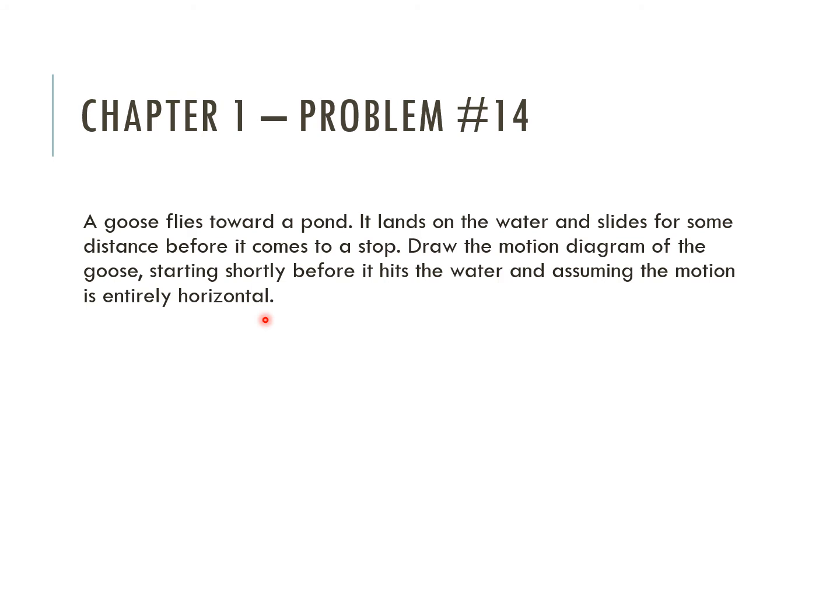entirely horizontal. So reading this question, there are a couple of key things I need to be aware of. The first thing is my motion is going to be entirely horizontal, so I'm going to have all of my motion explicitly in my x direction. I'm going to be using the standard coordinate system. It tells me it lands in the water and slides for some distance before it comes to a stop. And I'm being asked to draw the motion diagram of the goose starting shortly before it hits the water.